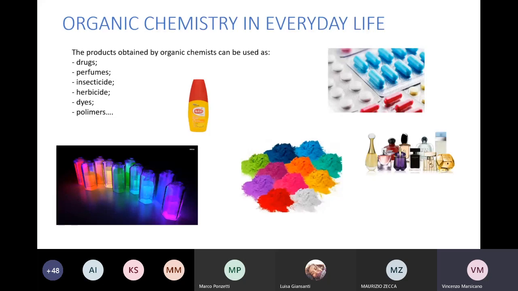As I said, perfumes, polymers, by far organic chemistry has been very important in developing all the polymers we use, and also dyes, both for visible light, but also fluorescent dyes that are very useful to mark and to dye selectively, for example, cells or components of cells.